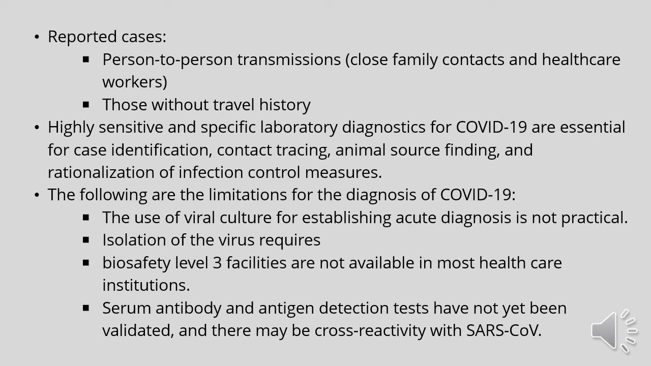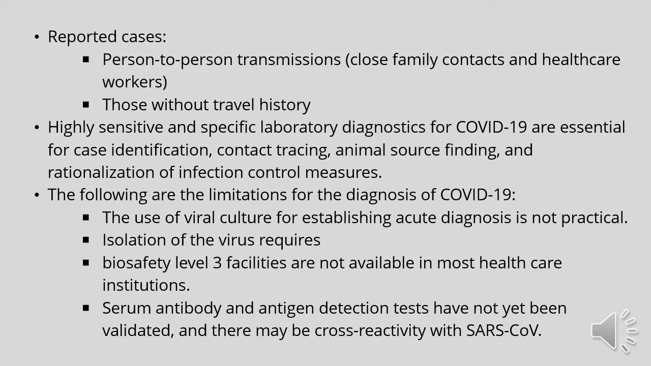So for the reported cases, it is a person-to-person transmission or infection, mostly among close family contacts and healthcare workers. These are the people that are very prone to infection because of the close contact every day. And as far as I can remember, the first case in the Philippines was reported on January 30 this year, 2020. And the epicenter of the infection is in San Juan City, Greenhills.